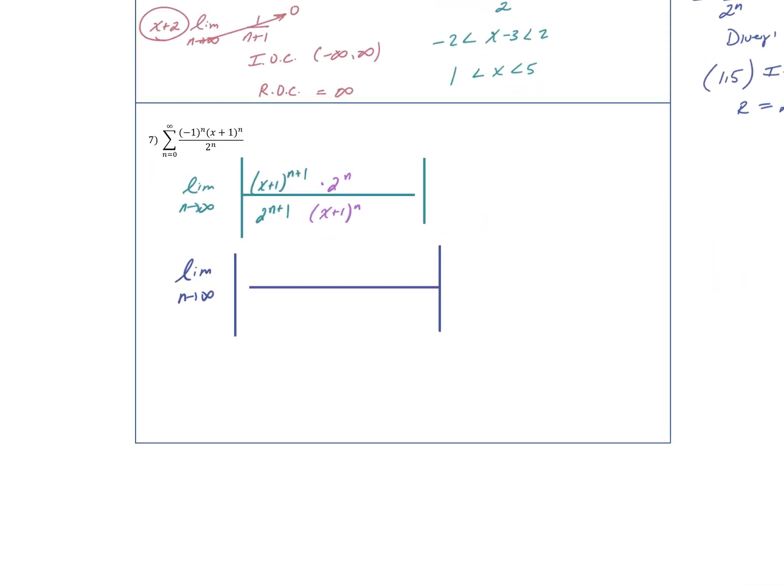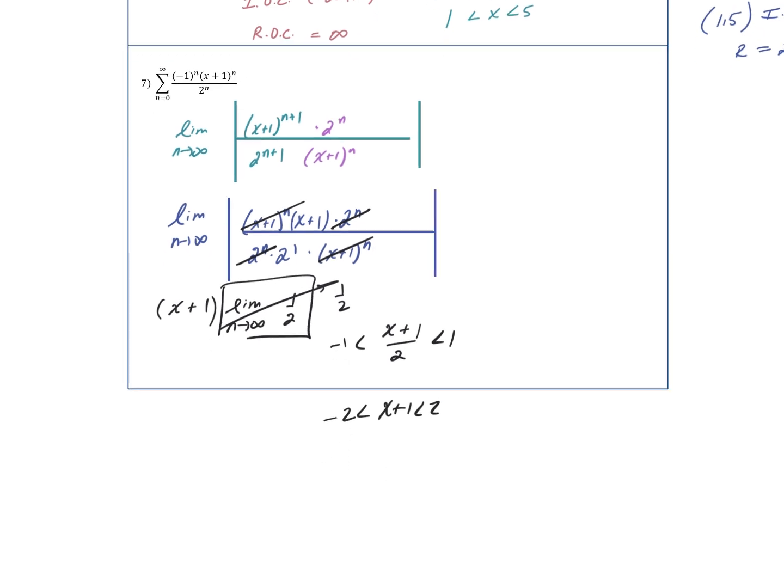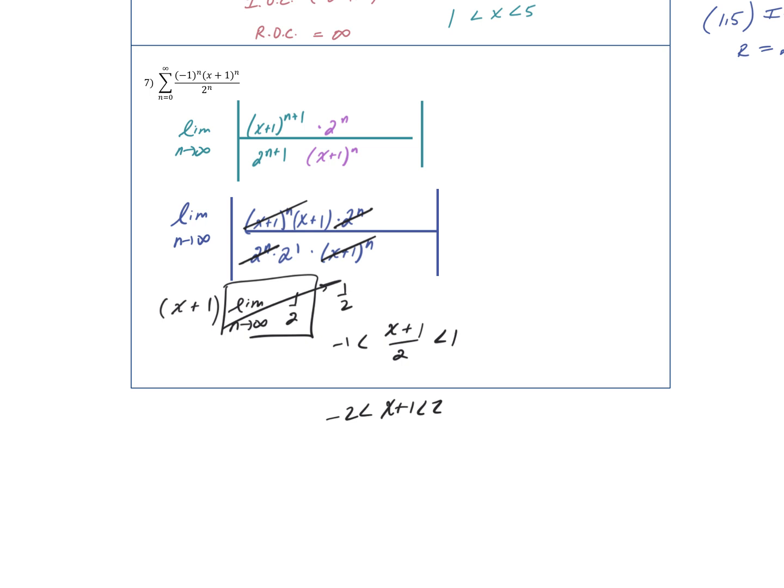All right, last one, I went ahead and did the ratio test. So we got cancel, cancel, cancel, cancel. So we get 1/2 on the inside. I have x plus 1 on the outside. I've got the limit as n goes to infinity of 1/2. So this goes to 1/2. So we have x plus 1 over 2 less than 1, greater than negative 1. So we get x plus 1 is less than 2, greater than negative 2. So we get 1 and negative 3.